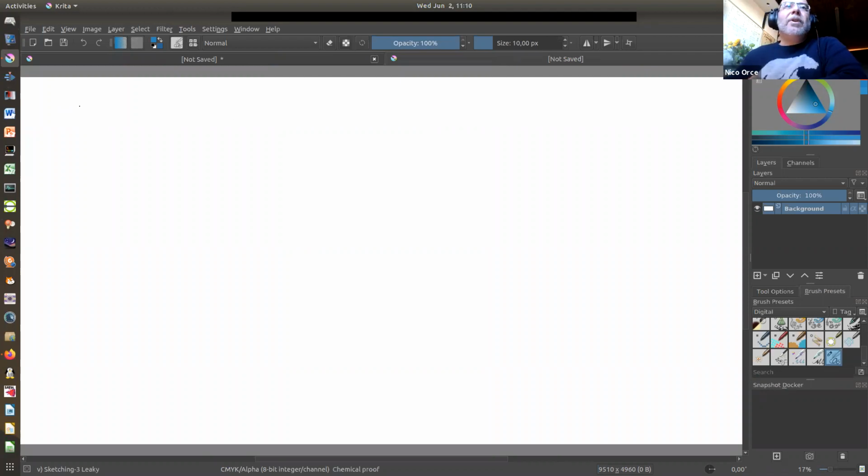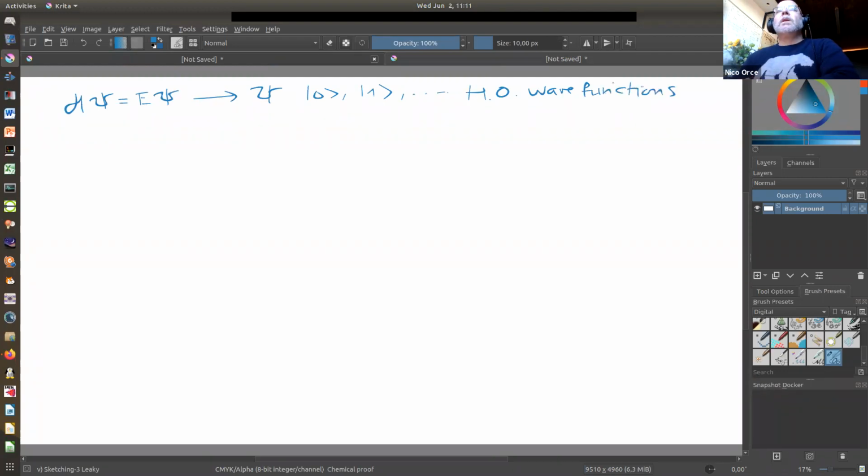So we have a harmonic oscillator potential. We're going to solve the Schrödinger equation. We're going to deduce our wave functions. As I say, we're going to call it 0, 1. Those are the harmonic oscillator wave functions. Today, we want to deduce those.